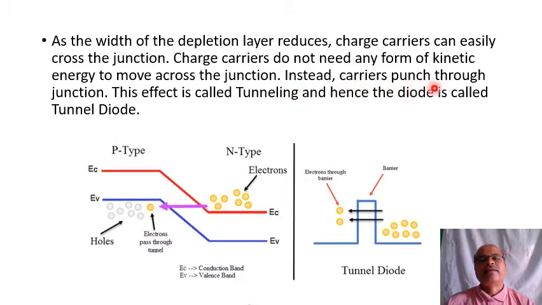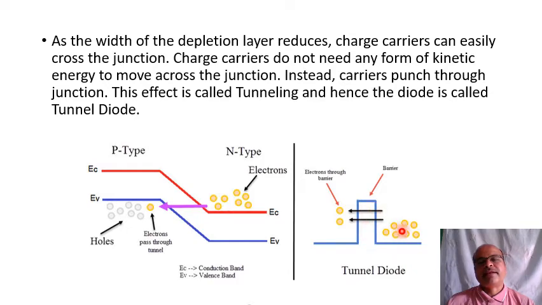Instead, carriers punch through the junction, and this effect is called tunneling, and hence the diode is called a tunnel diode. So why is it called a tunnel diode? The effect is called tunneling, where carriers cross the junction and go from the n side to the p side, and hence the diode is given the name tunnel diode.